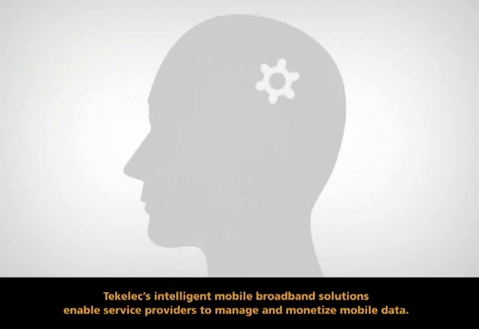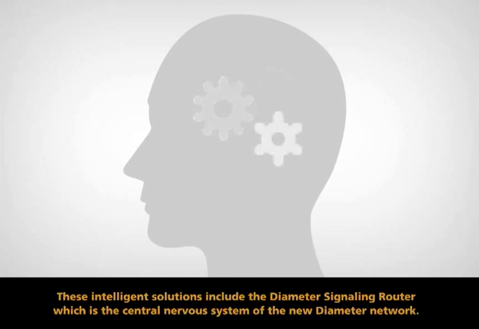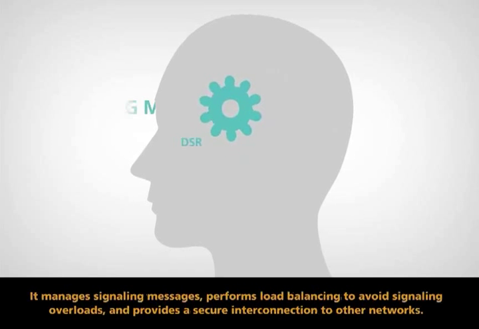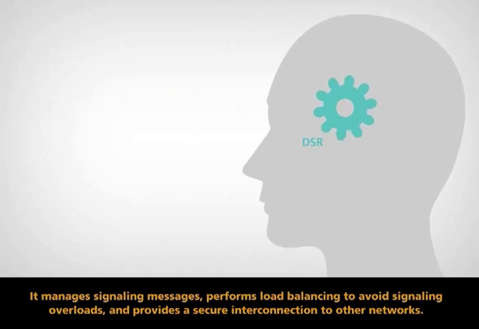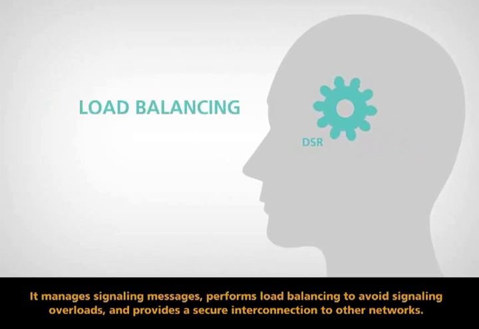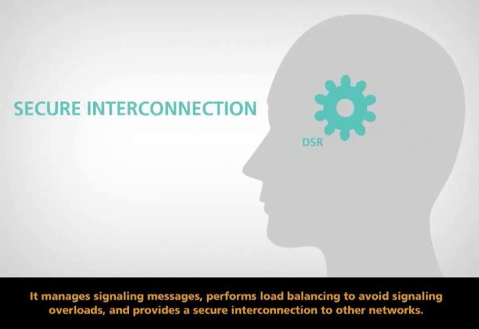Techelec's intelligent mobile broadband solutions enable service providers to manage and monetize mobile data. These intelligent solutions include the diameter signaling router, which is the central nervous system of the new diameter network. It manages signaling messages, performs load balancing to avoid signaling overloads, and provides a secure interconnection to other networks.